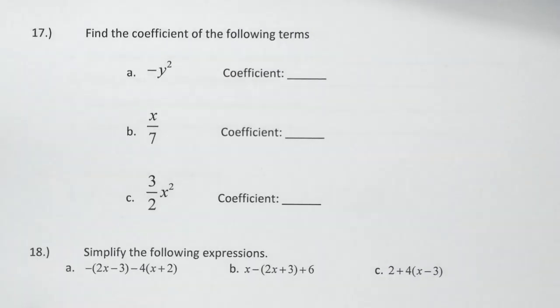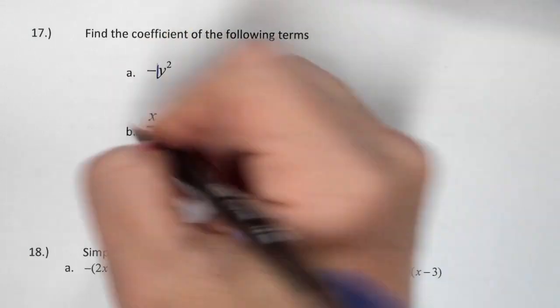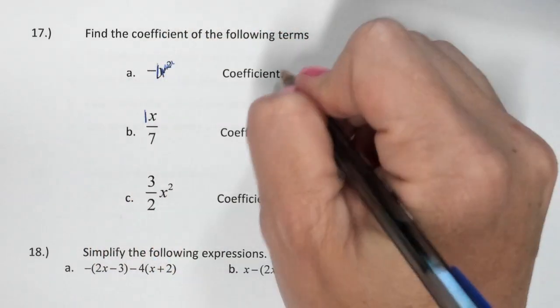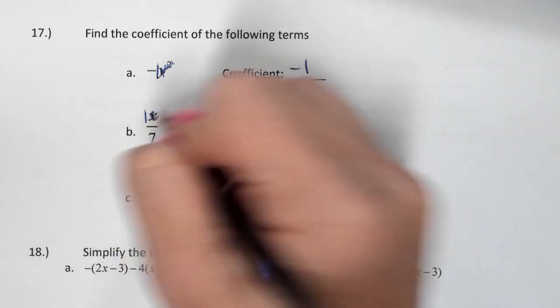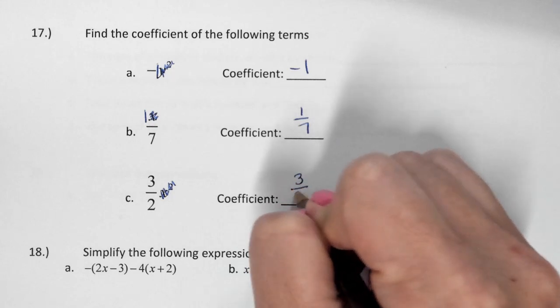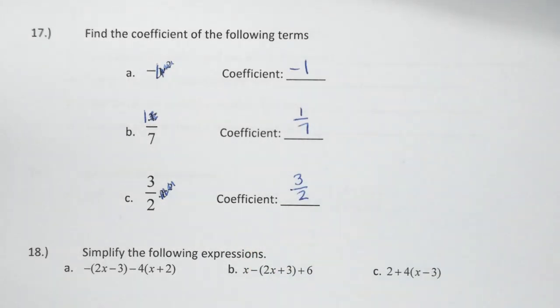Find the coefficient. Coefficients, y'all, are the numbers in front of your variables, with or without an exponent. So if there is no number in front, put a 1, sorry, and then take off your variable and your exponent. Whatever's left is your coefficient. There are your coefficients.